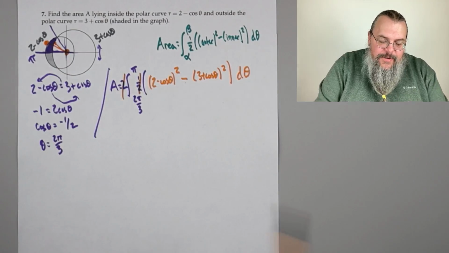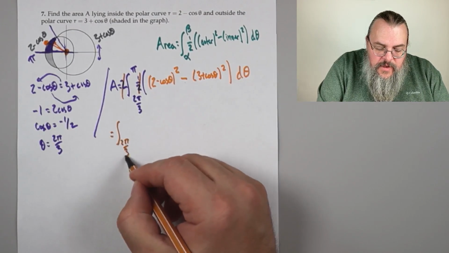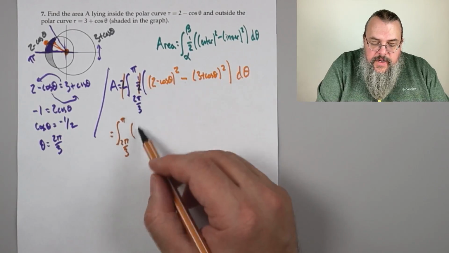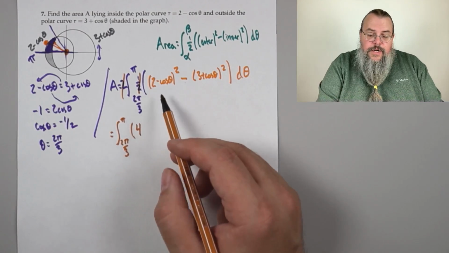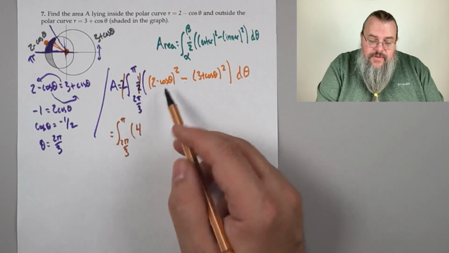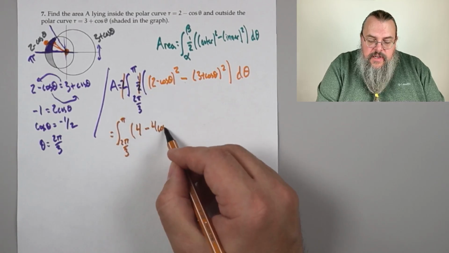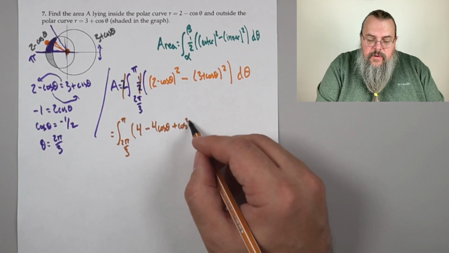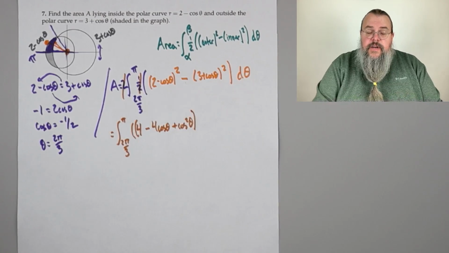And what else can we do? Well, we can do the following, of course, which is to expand. So (2 minus cosine theta) squared, that would be a squared, for 2ab, it would be 2 times 2 times cosine theta. And don't forget the minus, so minus 4 cosine theta. And then plus cosine squared theta. All right, so that's the first term squared.